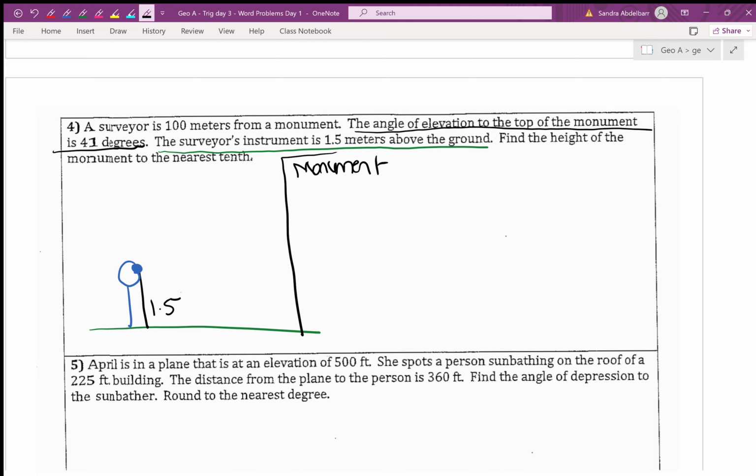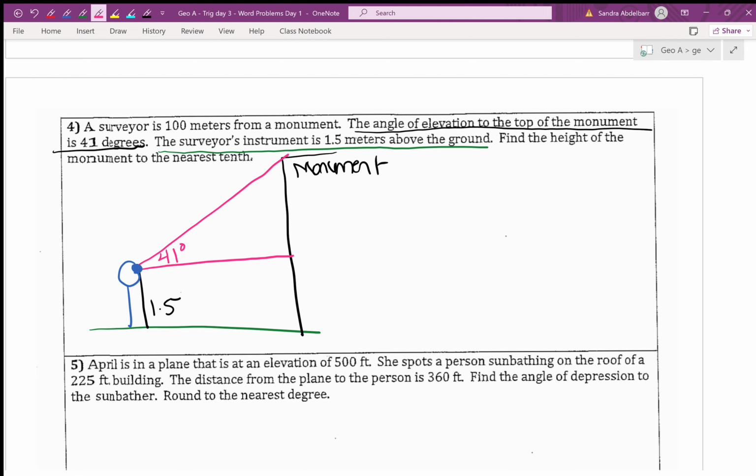So what are we doing? It says the angle of elevation to the top of a monument. So an angle of elevation is coming from the surveyor's instrument. It's one ray looking up and the other ray what? The other ray has to be horizontal. Good, Livy. The other ray has to be horizontal. So do we agree this angle right here is 41 degrees? Is everyone okay so far?